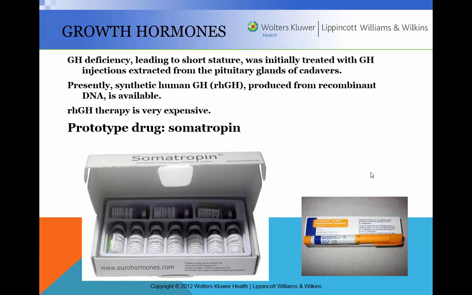All right, in growth hormones, growth hormone deficiency, which leads to short stature, was initially treated with growth hormone injections extracted from the pituitary glands of cadavers. However, presently, synthetic human growth hormone is produced from recombinant DNA, and that is what is available. Growth hormone therapy is very expensive, and insurance does not like to pay for it. So, therefore, we're going to have to really make sure to prove that they have a growth hormone deficiency to be able to prescribe this drug. And the prototype drug for this is somatropin.